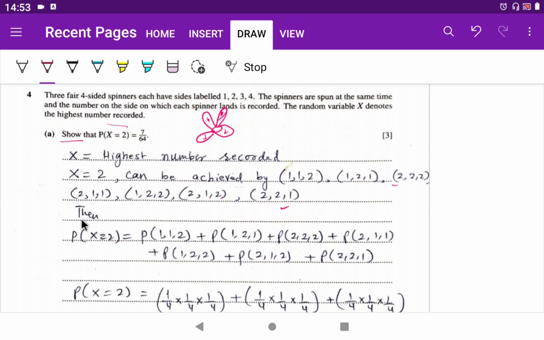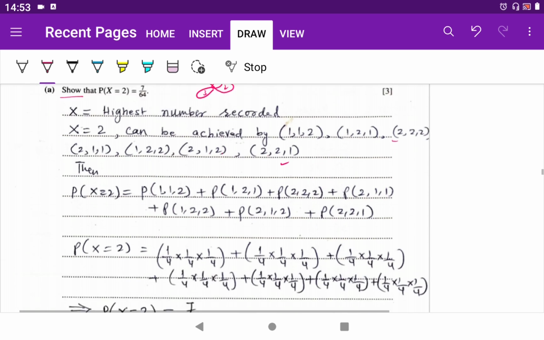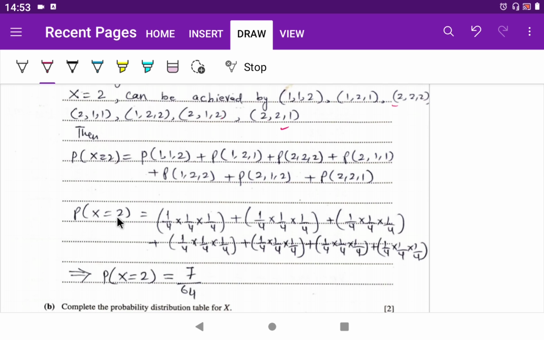Okay, so then x is equal to 2, we will write p(1,1,2) + p(1,2,1) + p(2,2,2) + p(2,1,1) + p(1,2,2) + p(2,1,2) + p(2,2,1). Okay, so now P(X = 2).